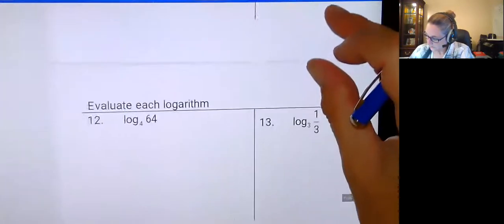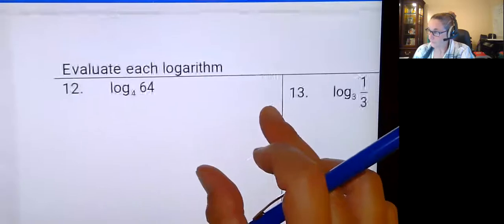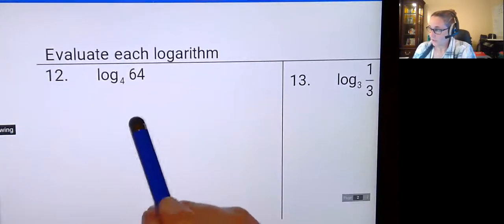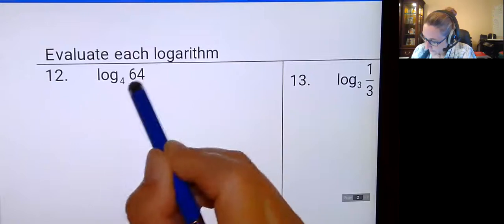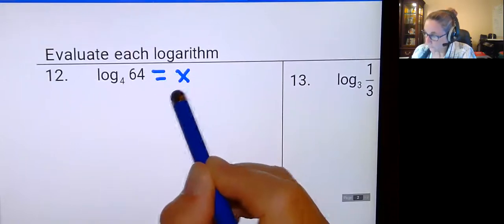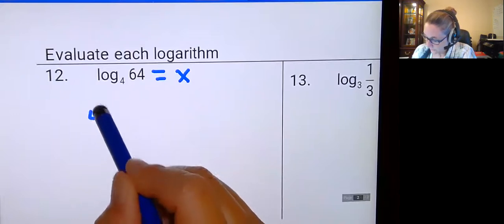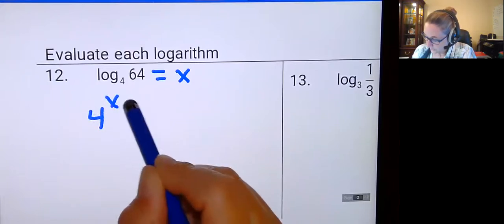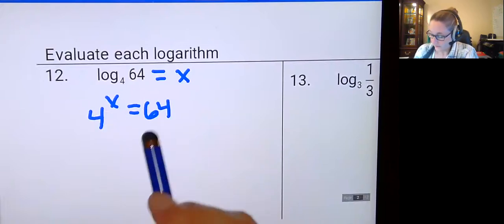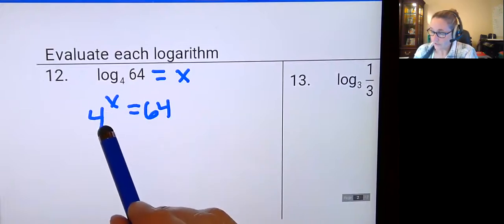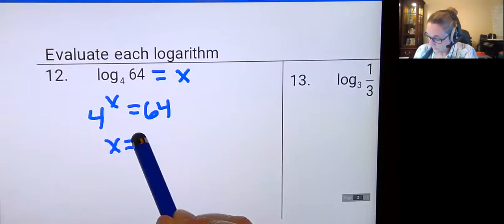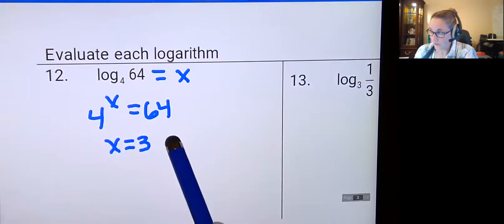So on the next page, these ones we're evaluating. We're trying to figure out what these equal. So this is really saying 4 to what power gets us 64? Now, you might know what this is. 4 times 4 is 16. 16 times 4 is 64. x is going to be 3. So your answer is 3.